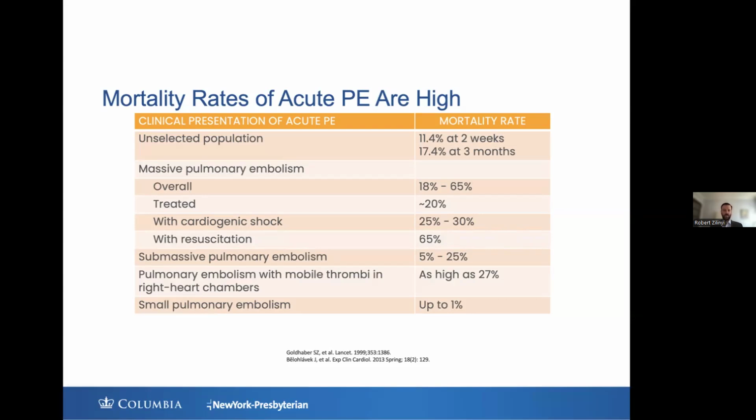In patients who are treated appropriately, this number drops down to about 20%. Those who present with shock have mortality as high as 30%, and those small population who present with cardiac arrest and are successfully resuscitated still have a 65% mortality rate. In the submassive or intermediate risk pulmonary embolism category, mortality rates are a little bit more modest, but still can be quite high, ranging from 5 to 25%. In patients who have a pulmonary embolism and are found to have what we term a clot in transit or a mobile thrombus in the right heart chambers, mortality can be as high as 27%.